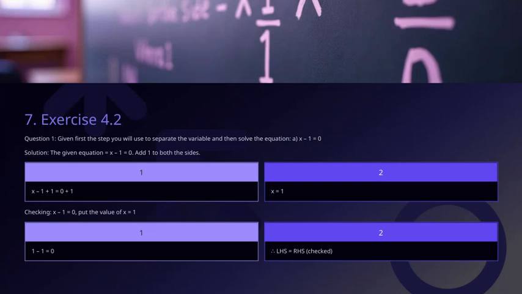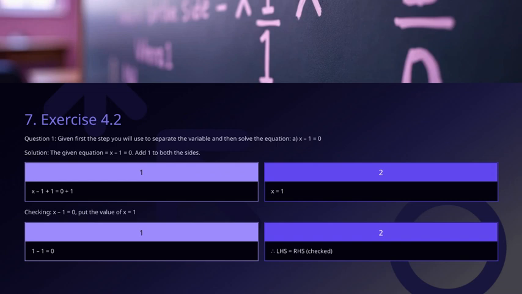All right, let's look at exercise 4.2, question 1. Here, we're asked to identify the first step we would use to separate the variable, and then solve the equation. The equation given is x minus 1 equals 0. The key idea here is to isolate the variable, which in this case is x, since x is being subtracted by 1. The first step is to undo that subtraction by adding 1 to both sides of the equation.